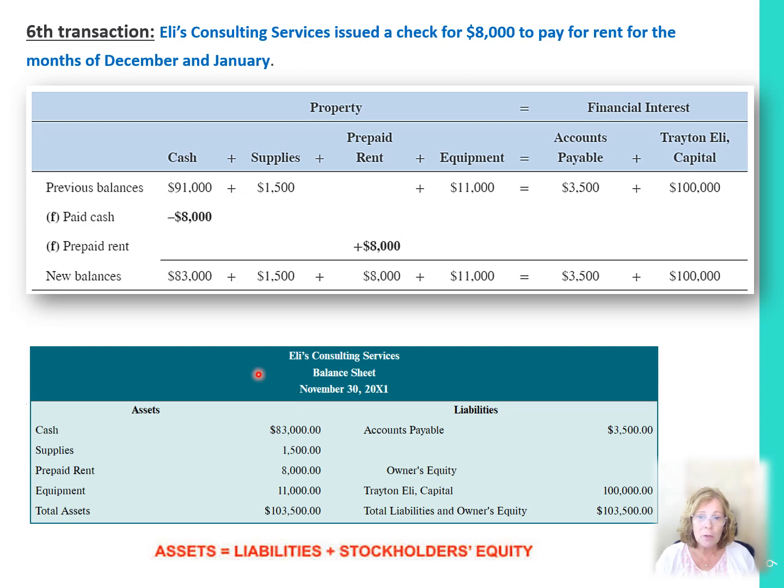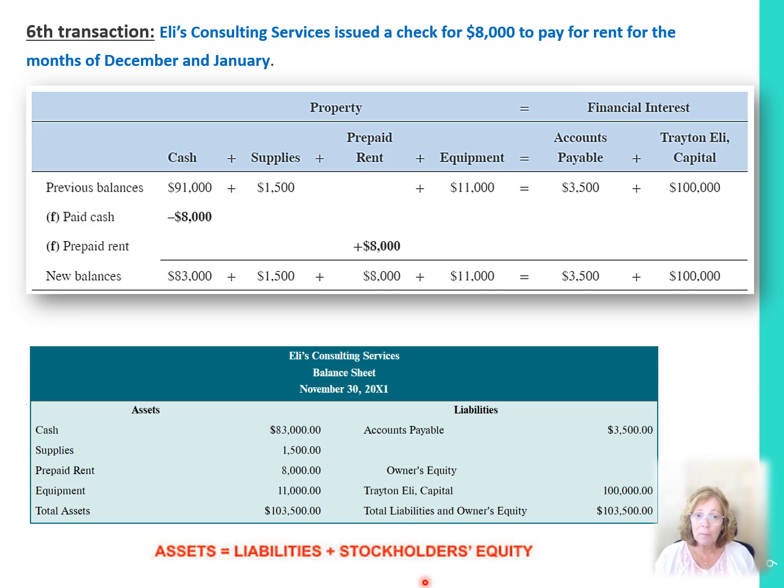And the fundamental accounting equation, also called the balance sheet equation, represents the relationship between the assets, liabilities, and owner's equity of a business. The fundamental accounting equation states that assets equals liabilities plus owner's equity or stockholders' equity. And another way to state it would be to say when we subtract all liabilities from the assets, we find the owner's equity or net worth of the business.